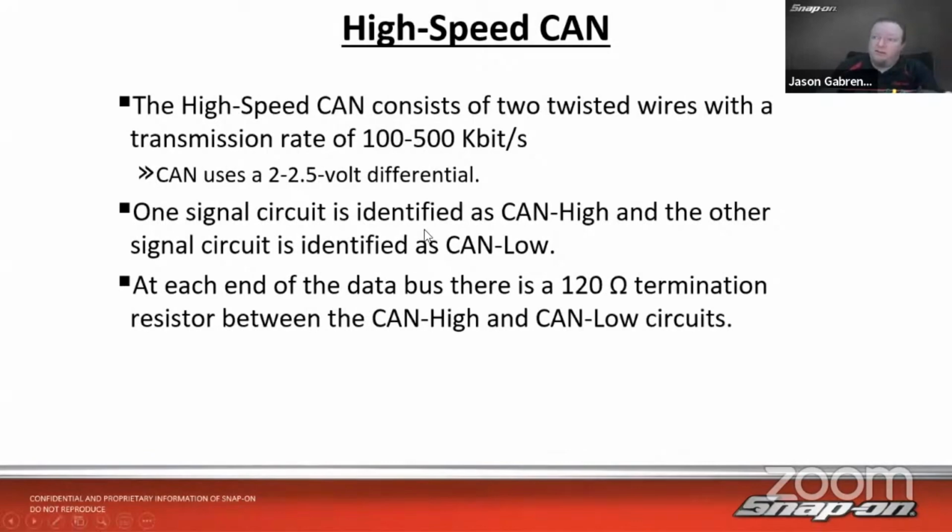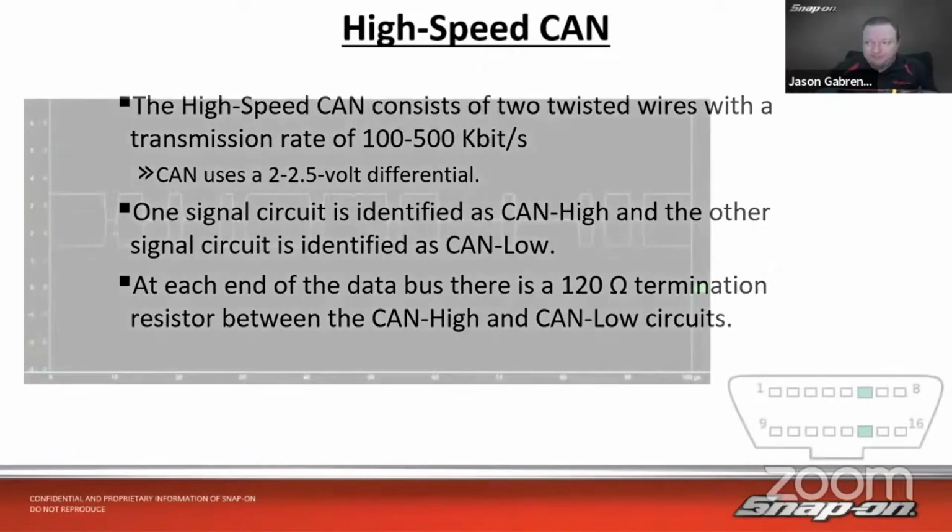Now, one signal circuit is going to be called CAN high. The other one's going to be called CAN low. That's why we need 2 signals or 2 channels to test this. At each end of the data bus, there's also a 120 ohm termination resistor between the high and low circuits. That's kind of like the end of the line, the stop sign. It's usually inside a module. So if we have a problem with the termination resistor, we'll have a problem with the circuit as well.